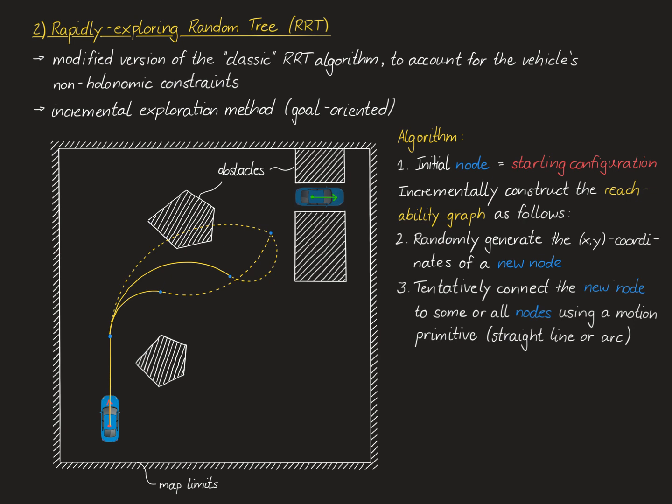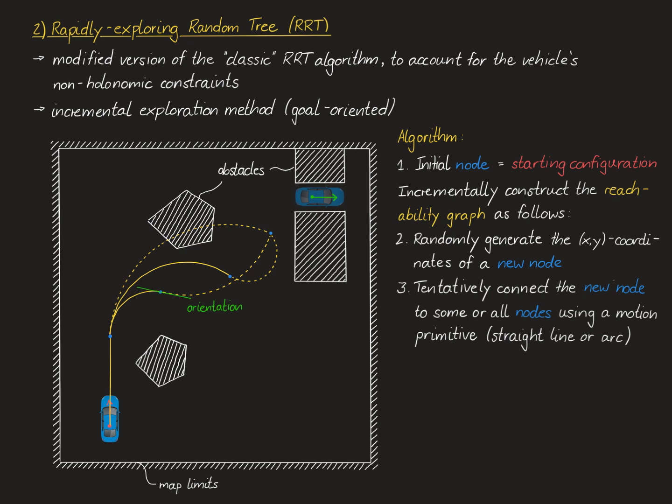In our example, we tentatively connect the new node to all 3 existing nodes of the reachability graph using the arcs shown with dashed yellow lines here. What's important is that the connection of the new arcs to the reachability graph in the existing nodes, such as for example here, is not only such that the path is continuous in terms of the x and y coordinates, but also the orientation should be continuous. This is needed in order for the resulting path to satisfy the non-holonomic constraints of the vehicle.